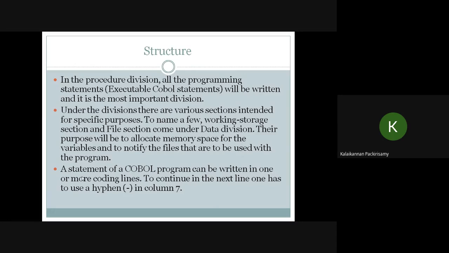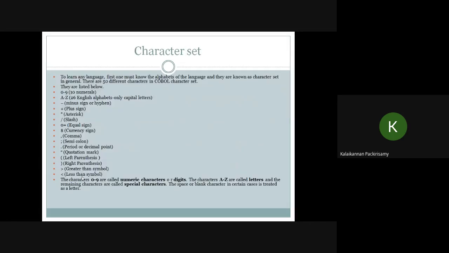Sometimes we add a hyphen in column 7, which indicates the continuation of the first line into the next line. Instead of typing everything in one line, we could continue it in the next line. To do that, you have to include a hyphen in column 7. We already discussed column 7, which is used to indicate comment lines. At the same time, to denote the continuation of program statements, you could use this hyphen as an option in column 7. So these are things about the structure of a program.